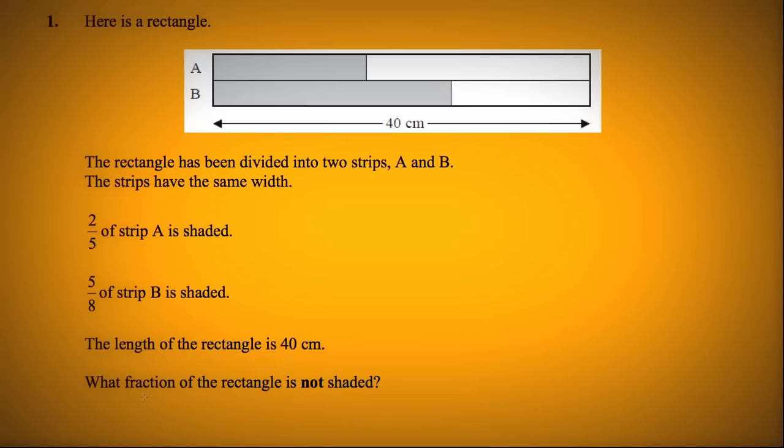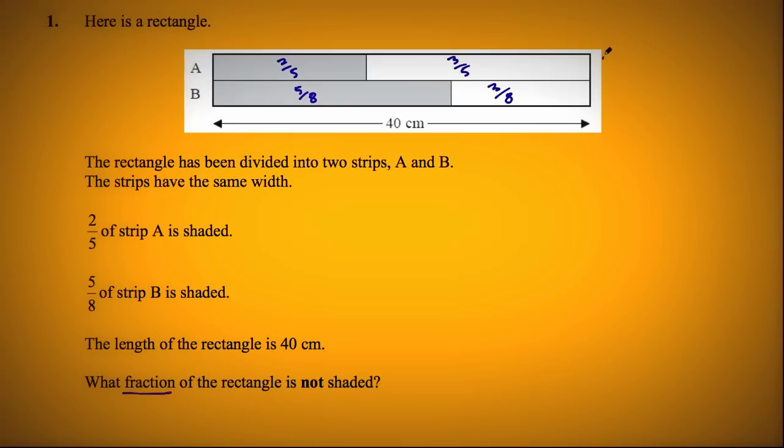And it's asking what fraction is not shaded. So for me, I see that 40 centimeters as a bit of a distraction. I don't need to know the length of the rectangle because I don't know the width of the rectangle. So I'm just going to do it all with fractions. If that's 2/5 that's shaded in here, that must be 3/5 unshaded. And if that's 5/8, that leaves 3/8 unshaded.